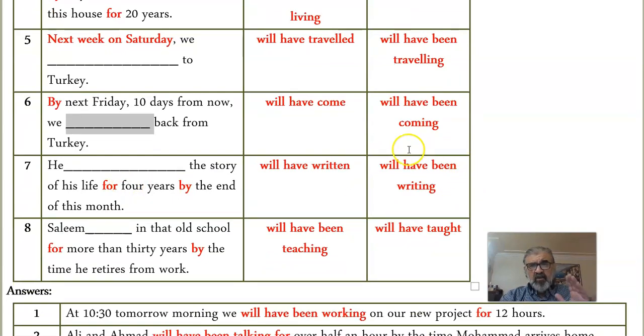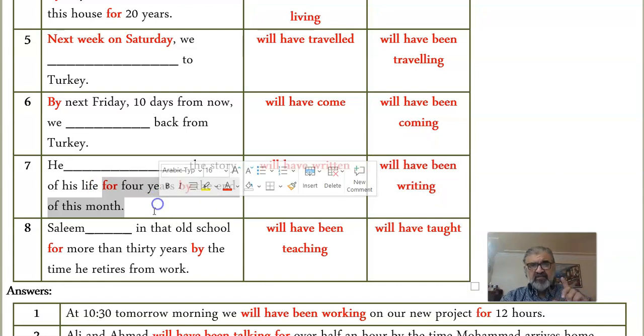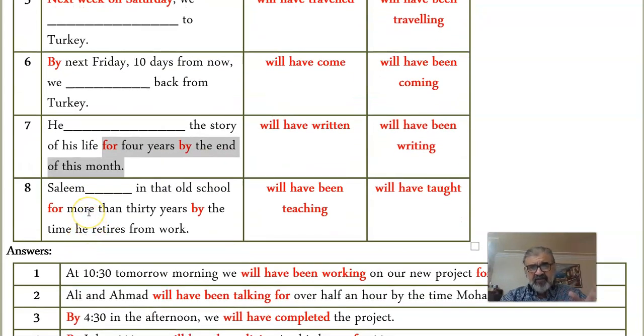He will have been writing the story of his life for 4 years by the end of this month. Duration. Finally, Salim in that old school for more than 30 years. Duration. So he will have been teaching by the time he retires from work.